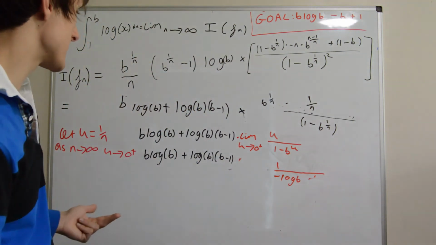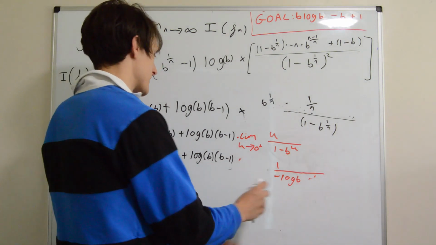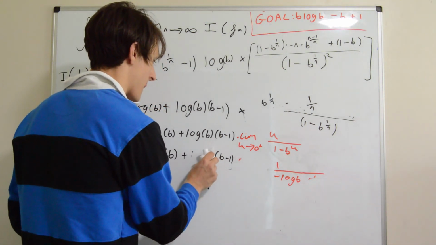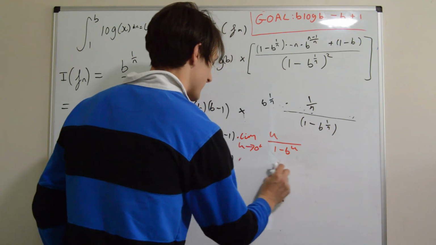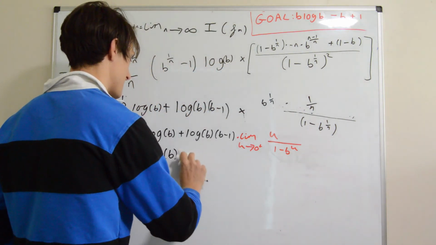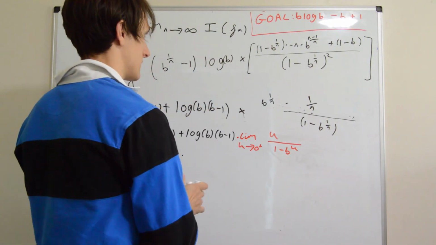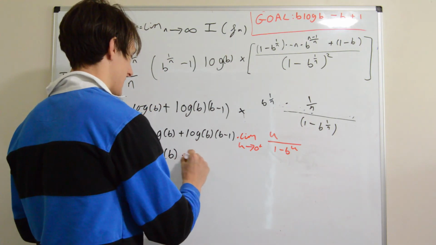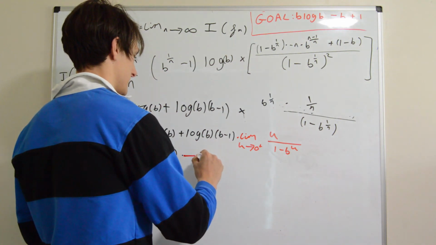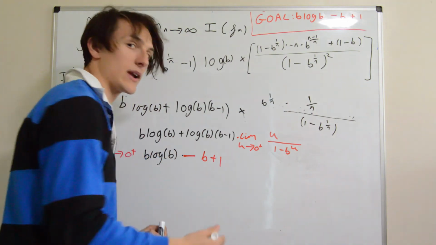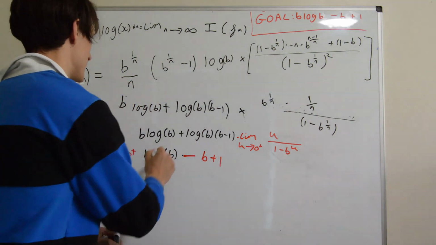Again, we're going to get some nice cancellations. So this log b is going to cancel with this log b. And then all I need to do is distribute the minus sign. So let's just distribute the minus sign here. So I get minus b plus 1, when I distribute the minus sign. And this was our goal.